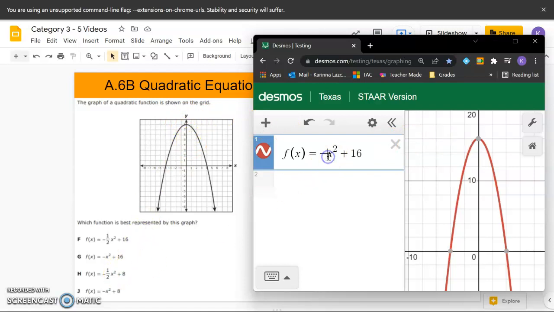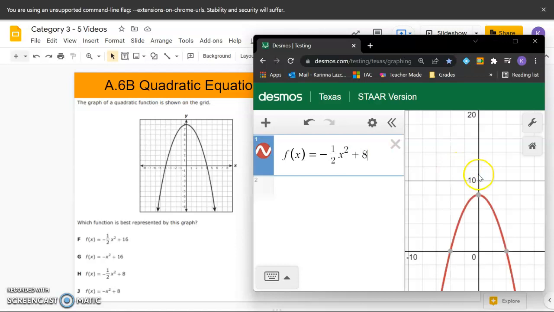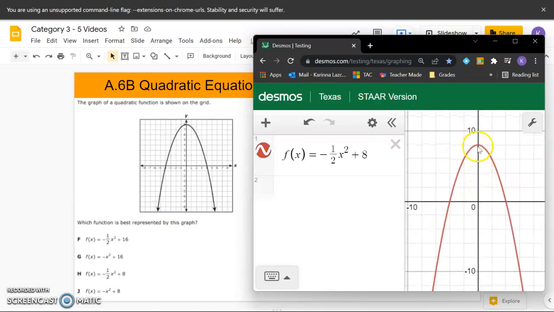So let me go to the next one, which is -1/2 x squared + 8. And then I go up here, I click the highest point, it's 8, and this is 8. So far we have the highest point, which is the vertex at 8. Now we need to check these points right here.